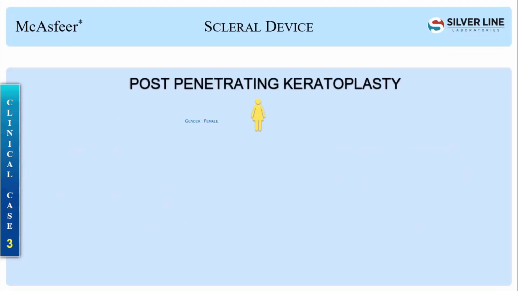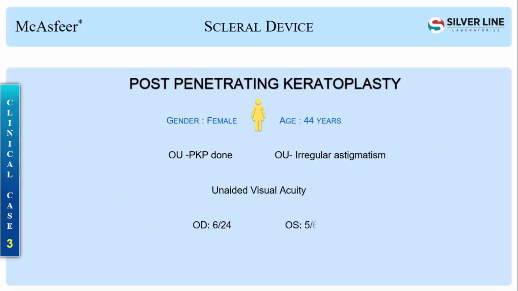Another case we did was post-penetrating keratoplasty. She was a 44-year-old female with PKP done in both eyes. Right eye vision was 6/24, and left eye was 5/60. She thought she was using both eyes together, but she didn't recognize that she was using only the right eye.